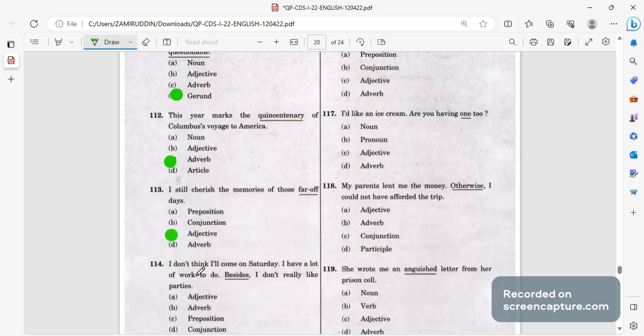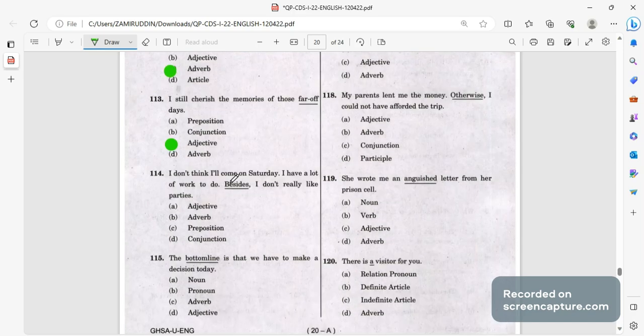Next is, this year marks the quincentenary of Columbus' voyage. Voyage is the noun that we are using, and we are describing it with quincentenary. So it is one of the adjectives. I still cherish the memories of those far-off days. Far-off days, कैसे days थे? Far-off is an adjective.